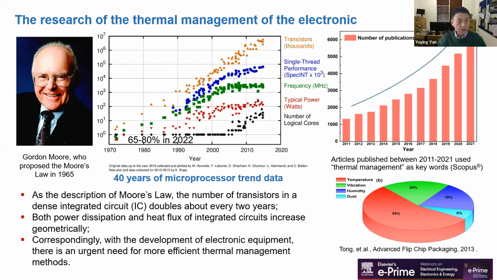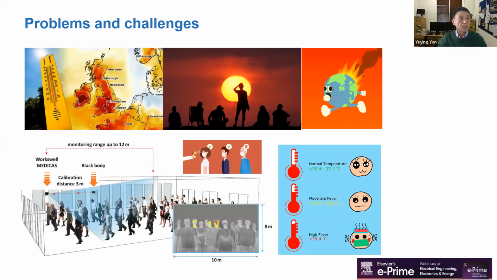Based on data from 2013, approximately 55% of electronic equipment failures were due to high temperature or high heat concentration. This figure has increased to 65 to 80% in 2022, last year. So certainly we need to do something to improve thermal management. What is thermal management? In fact, it is often an integrated solution to tackle thermal challenges.